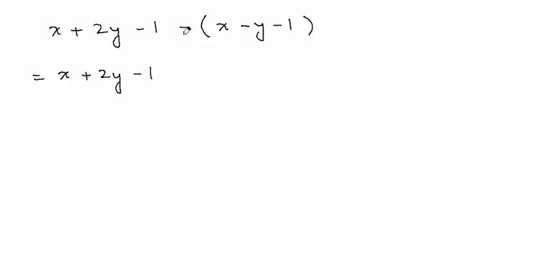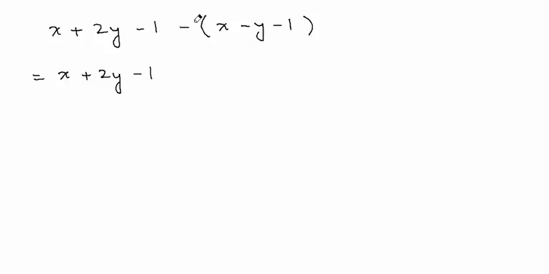Let's say you have x plus 2y minus 1, minus, and then inside a parenthesis, let's say you have another x minus y minus 1. So once again, this part stays the same because there's no bracket, there's no parentheses, so you could just rewrite this x plus 2y minus 1 and then distribute this negative sign.